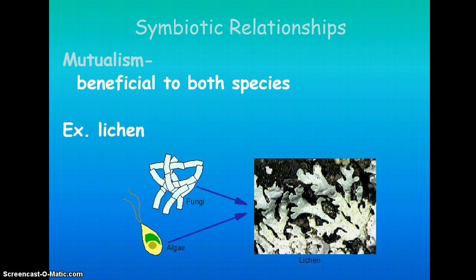Another example of a mutualistic relationship where both of them benefit is something called lichen, and lichen we'll see out at Wilson Lake. A fungus and an algae live together. The algae goes through photosynthesis, produces glucose and oxygen. The fungus can live off of that. And then the fungus gives the algae a place to live. They need each other. If one dies, the other one dies. They're helping each other out.